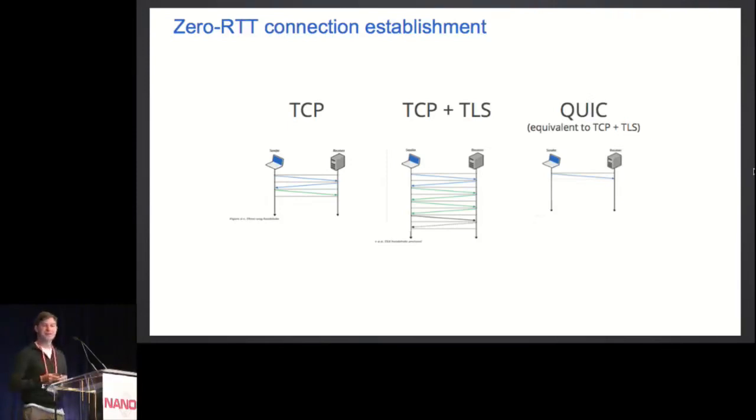With TCP plus TLS, it's either 2 or 3, depending on whether you can resume the connection. And in QUIC, 75% of the time, it's 0, and 25% of the time, it's 1. So the worst case scenario is you have to do a full round trip. And that, of course, relies on you having talked to the server before, but at least in Google's case, most people have talked to google.com before.